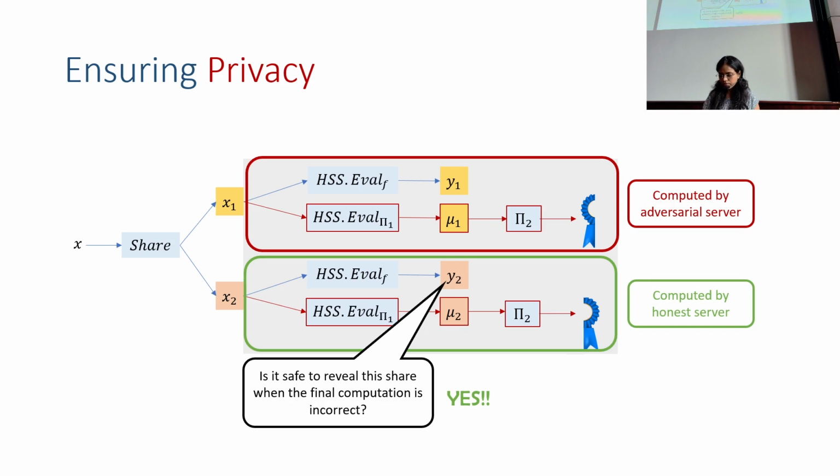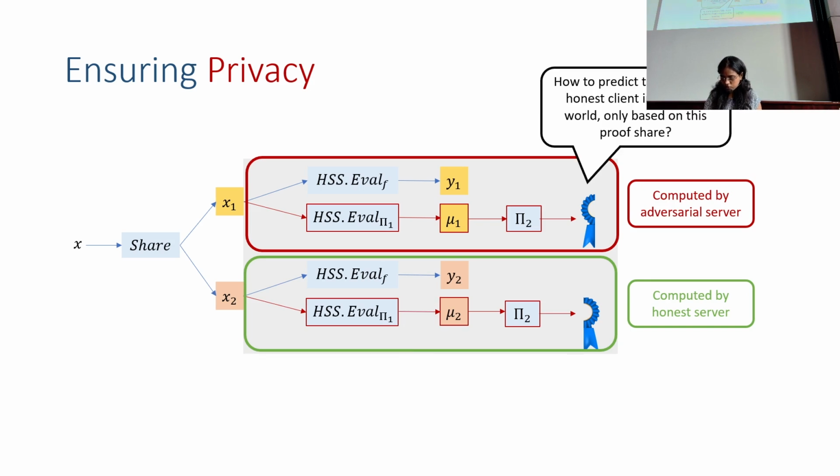Okay, so this is fine. Our next problem that we need to worry about is how do we predict the output of the honest client in the ideal world based only on the proof share computed by the corrupt server. Recall that for privacy here, we need the simulator in the ideal world to be able to simulate a joint view of the adversary as well as the output of the honest client.